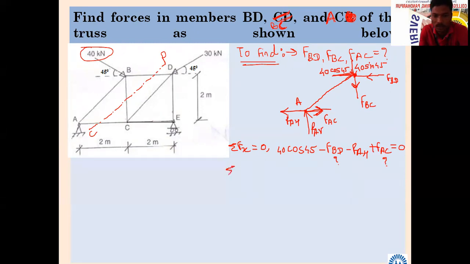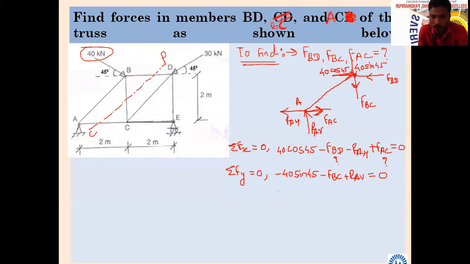Summation Fy equal to 0. Now 40 sin 45, it is going downward. Is it correct? So it will be minus 40 sin 45. Correct? Then FBC, it will be again minus FBC. Are you with me? Next, RAV, it will be plus because it is going upward. RAV equal to 0. आता या इक्वेशन वरून तुम्ही काय काढू शकता? Which value you will get from this equation?